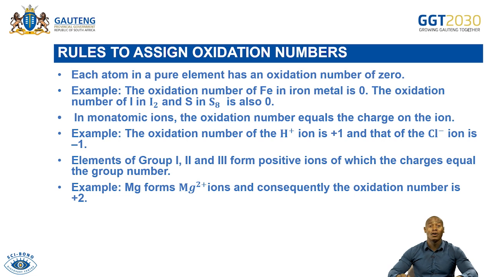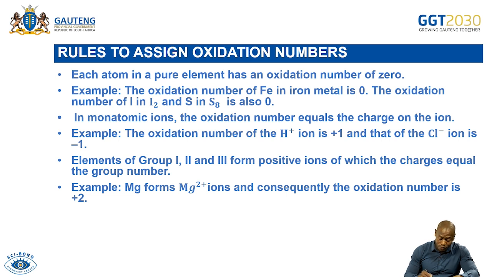But for pure elements, for an atom in a pure element, you should know that the oxidation number is going to be 0. But for monoatomic ions, the oxidation number equals the charge on the ion. For example, when you look at a hydrogen ion, the oxidation number will be +1. Chloride ion, the oxidation number will be -1.